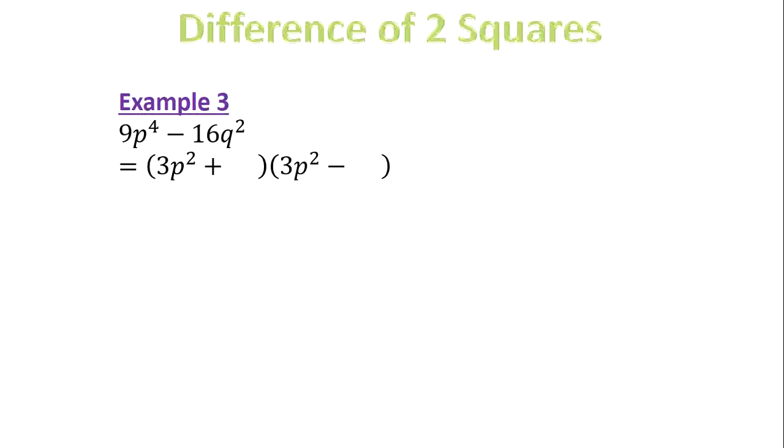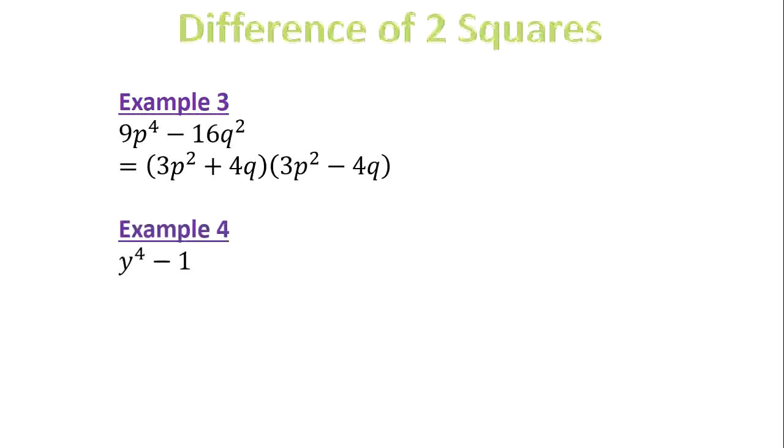Then we look at our second term, 16q squared. So 16, the square root of that is 4, and q squared, the square root of q squared is q, and so we write plus 4q, and then we have minus 4q. And there our example is factorized.